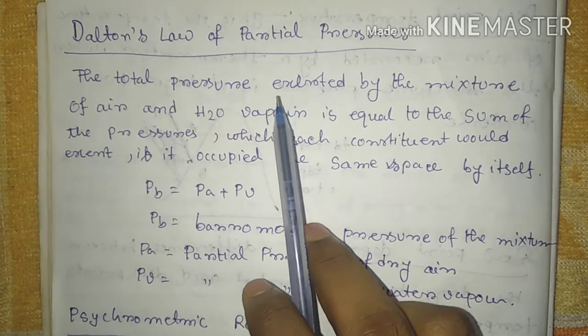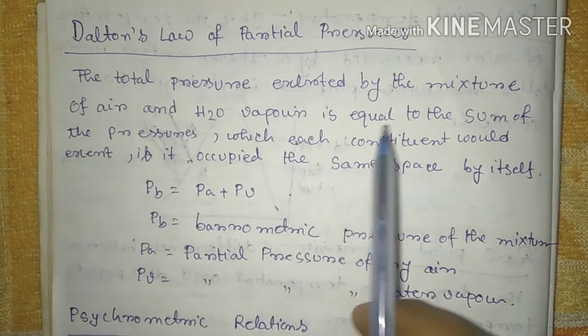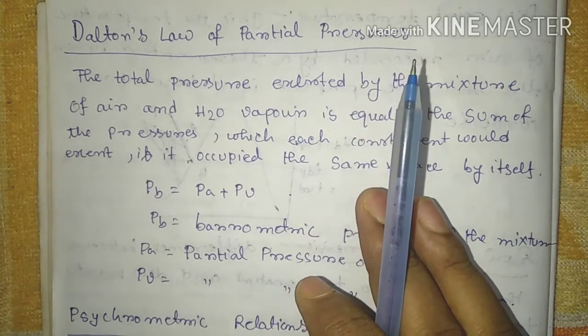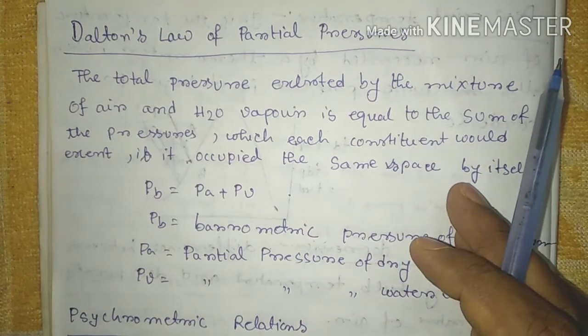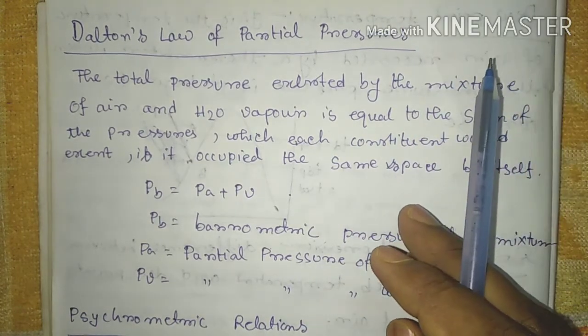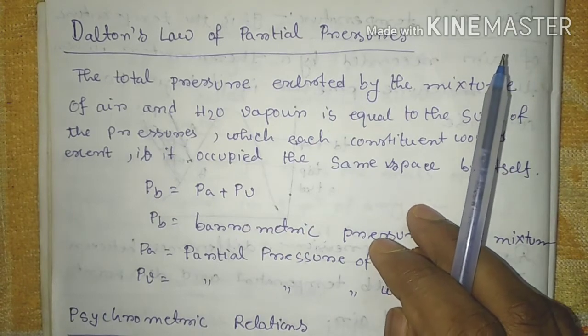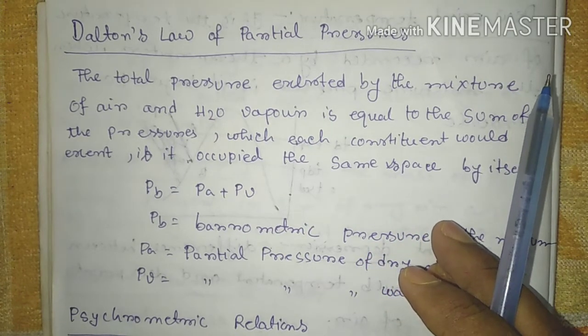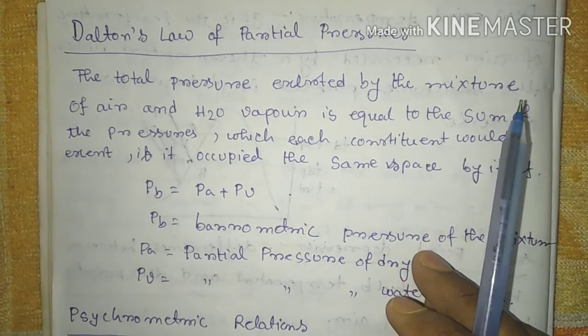Now today we'll discuss Dalton's law of partial pressure, and some psychrometric relations like specific humidity or humidity ratio, relative humidity, and degree of saturation. All these topics will be covered in this lecture video.